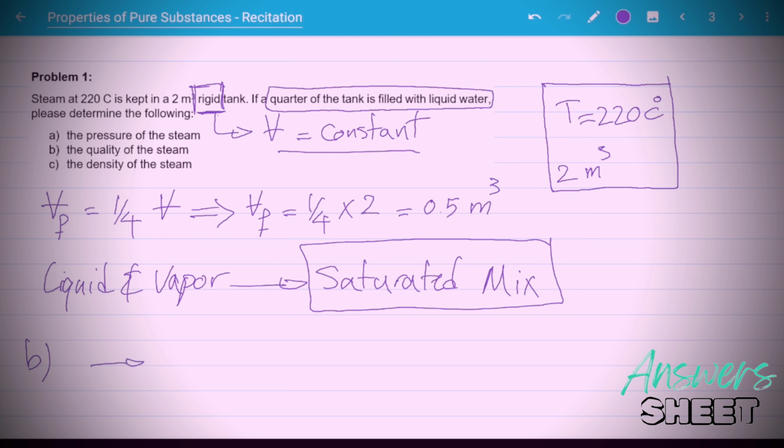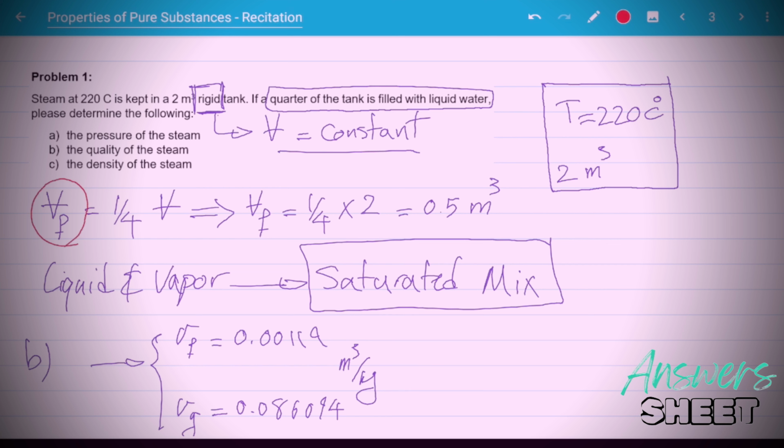So if we do that, we get that the specific volume of the saturated liquid is 0.00119, and the specific volume for saturated vapor is 0.086094. Both of them in meters cubed per kilogram, right? Okay, what else do we know? We know that the volume that the fluid is taking is 0.5 meters cubed, right?